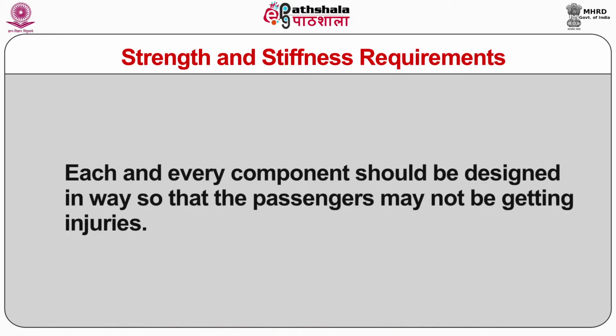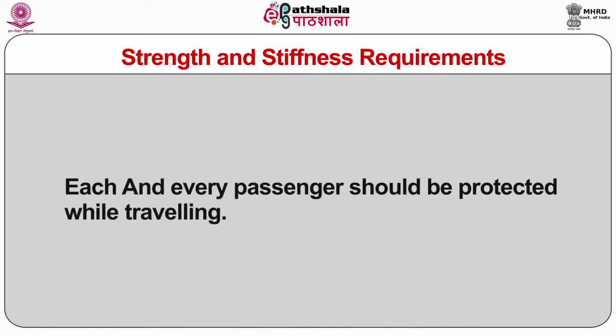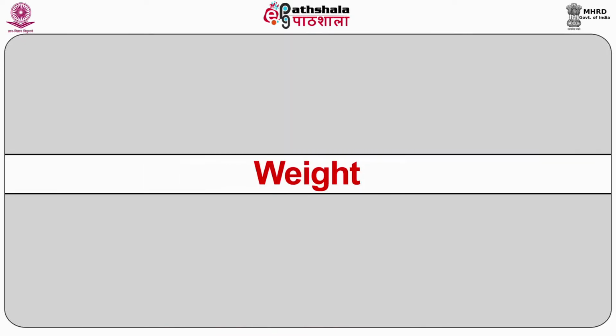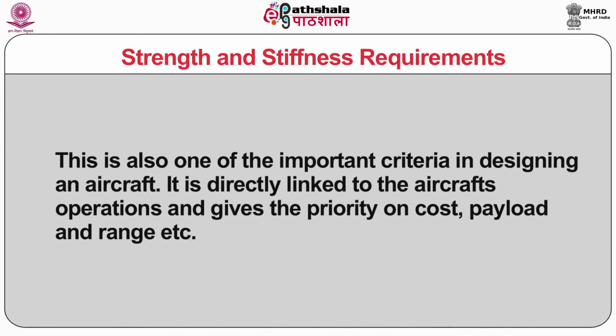Each and every component should be designed in a way that the passengers do not get injured. Each and every passenger should be protected while traveling. The next one is the weight. This is also one of the important criteria in designing an aircraft. It is directly linked to the aircraft's operations and gives priority to cost, payload and range, etc. Then the next is the cost.